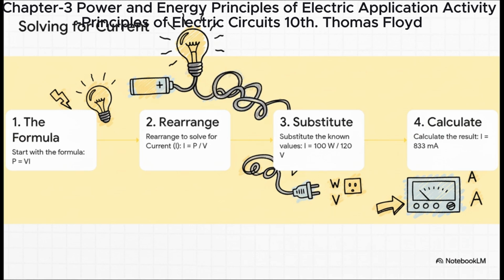We start with our fundamental formula. P equals V times I. We just need to solve for I. So we rearrange it. I equals P divided by V. Then we plug in the numbers we know. 100 watts divided by 120 volts, and we get about 833 milliamps, just like that.